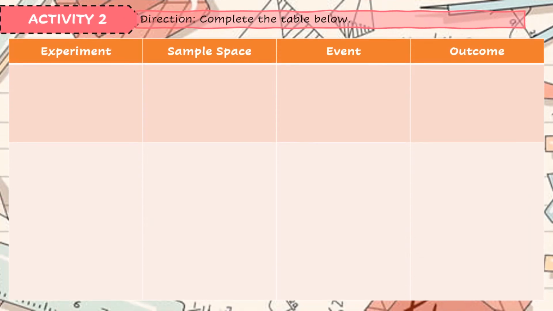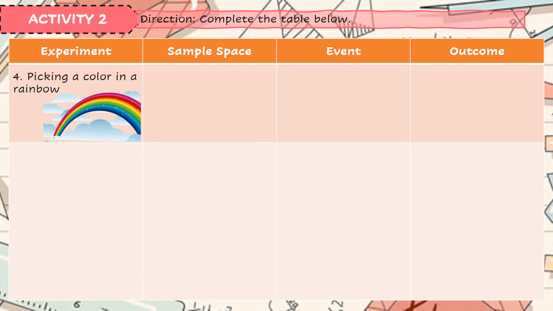Another, for number 4, picking a color in a rainbow. So, ano ba yung mga colors na nasa rainbow? Ayun, ang rainbow. So, let's start with red, orange, yellow, green, blue, indigo, and violet. But if I just want to pick the primary colors in a rainbow, the possible outcomes are red, yellow, and blue.